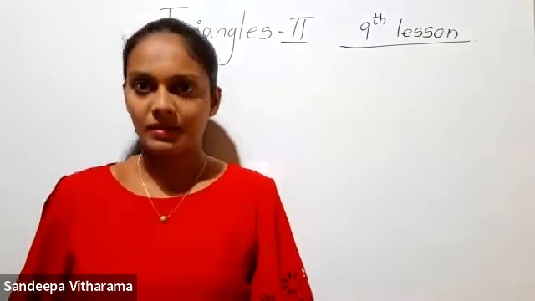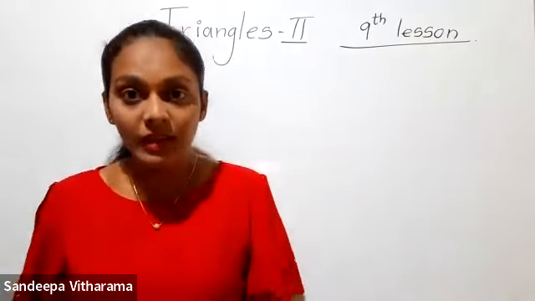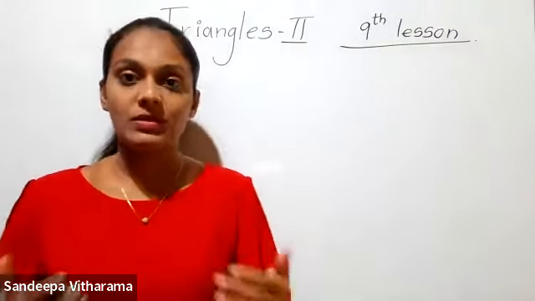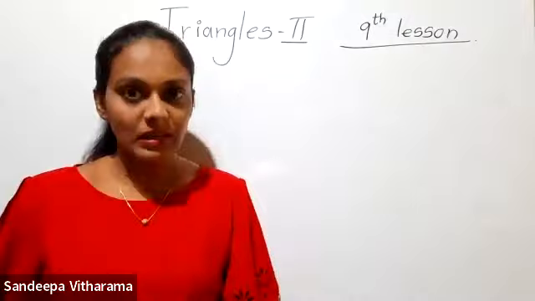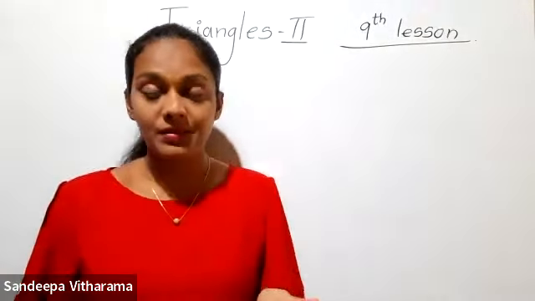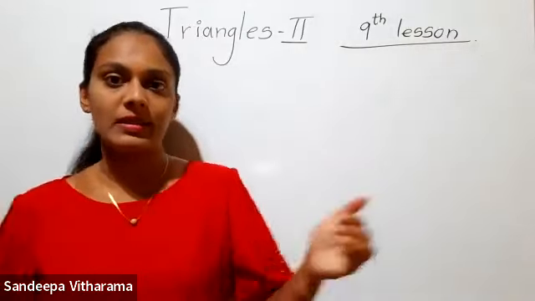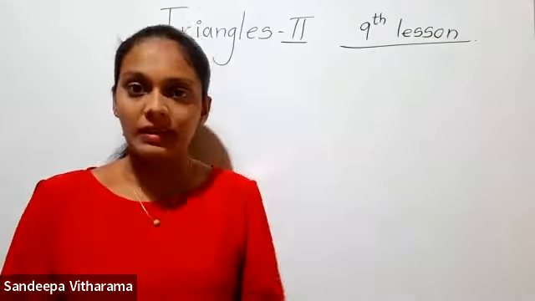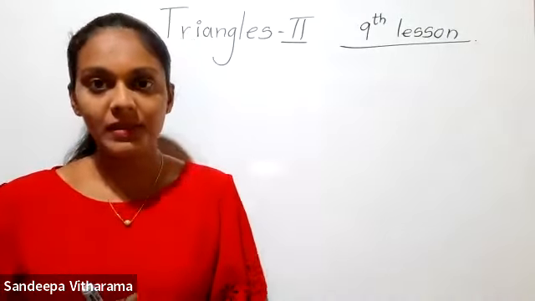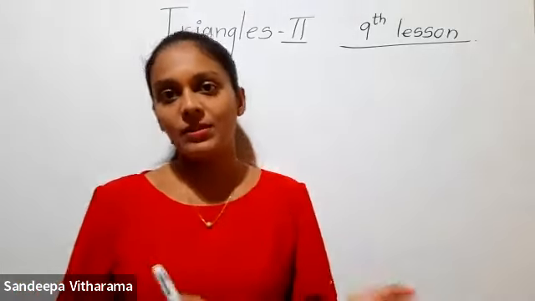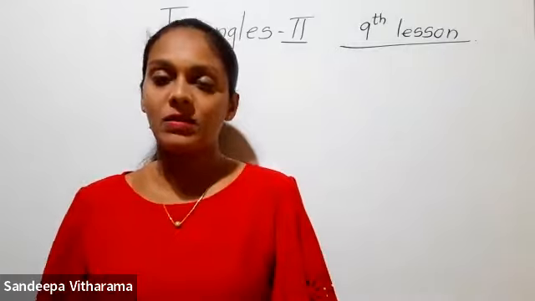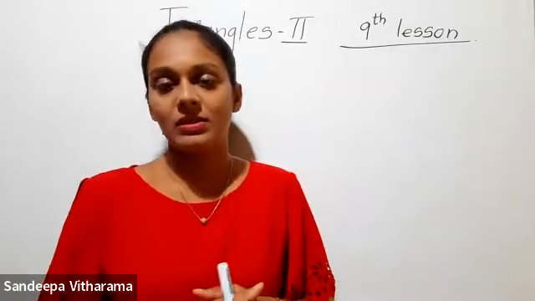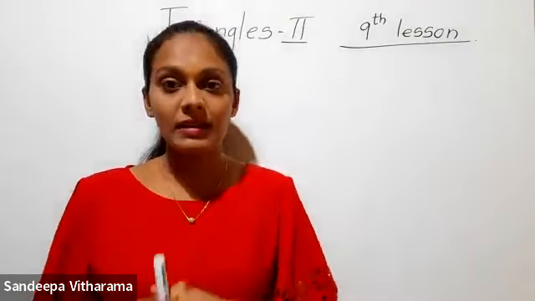What are isosceles triangles? Can you remember? According to the sides of a triangle, there are 3 types of triangles. They are equilateral triangles, isosceles triangles, and scalene triangles. When all the sides of a triangle are equal, it is called an equilateral triangle. When only 2 sides are equal, it is called an isosceles triangle. And when all the sides are not equal to each other, it is called a scalene triangle.